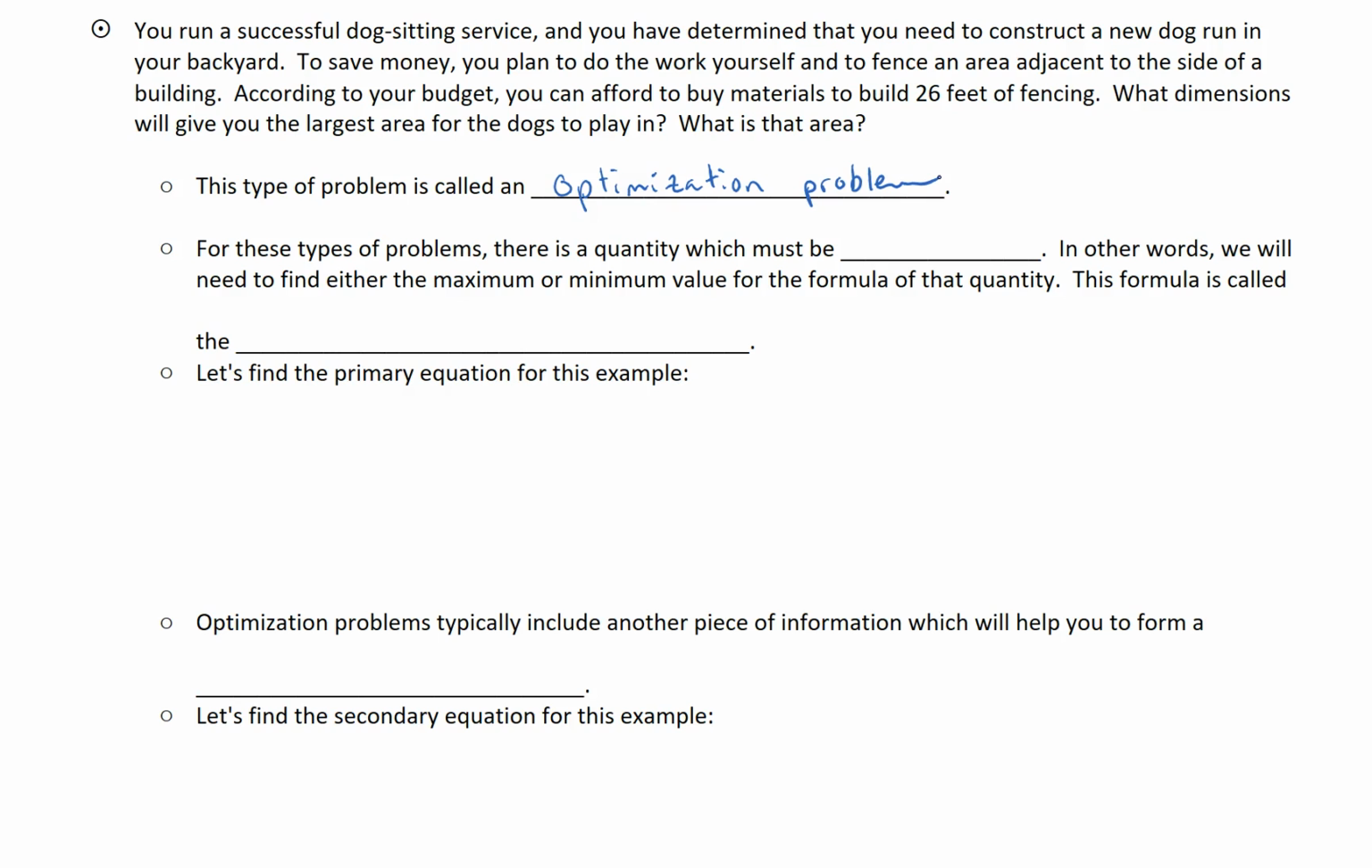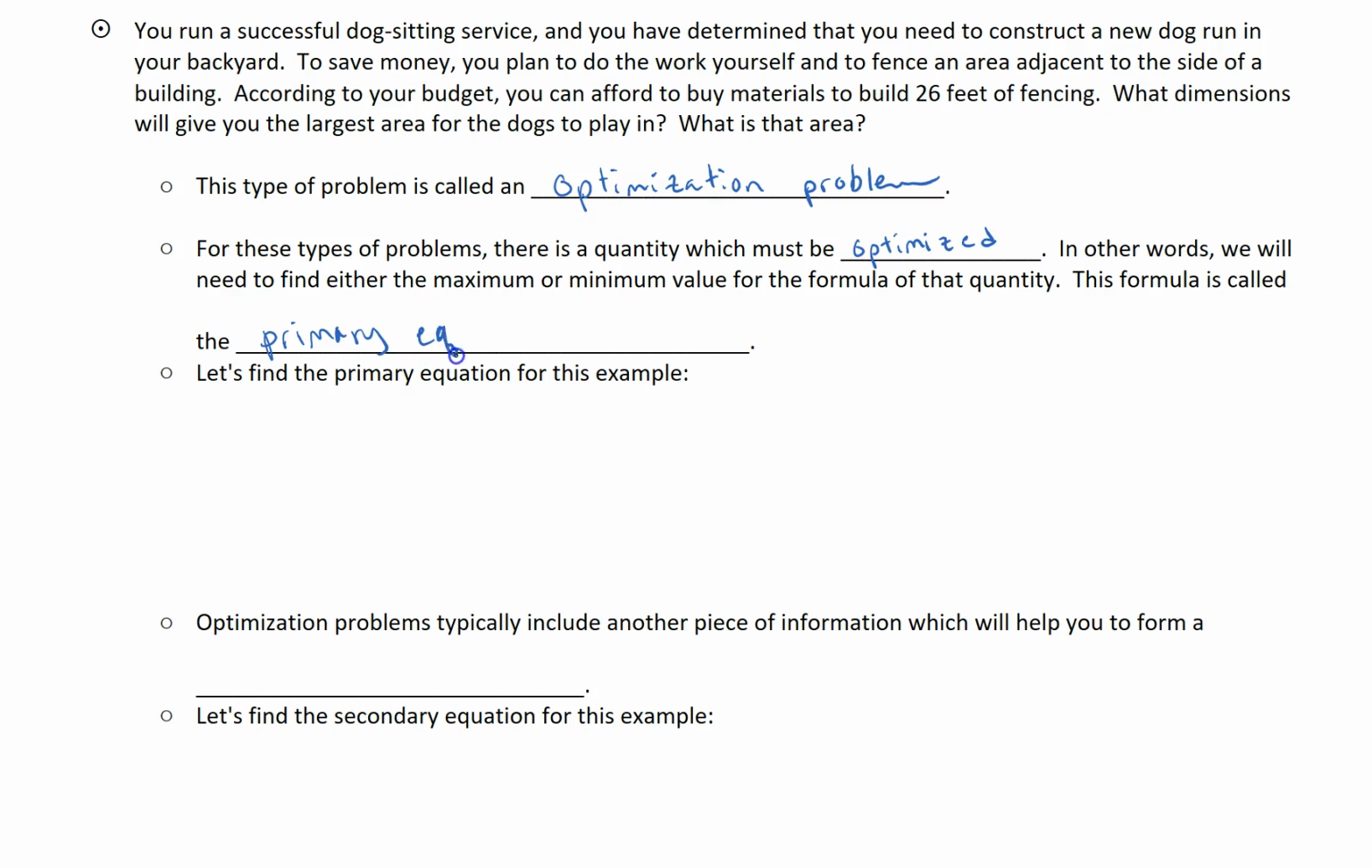For these types of problems, there's always a quantity which must be optimized. In other words, we need to either find the maximum or the minimum value for the formula of that quantity. So this formula is what we call the primary equation.